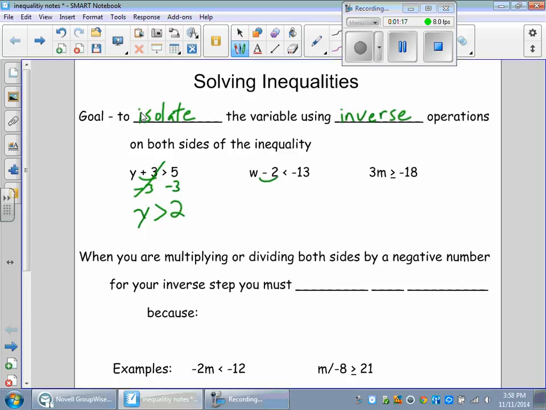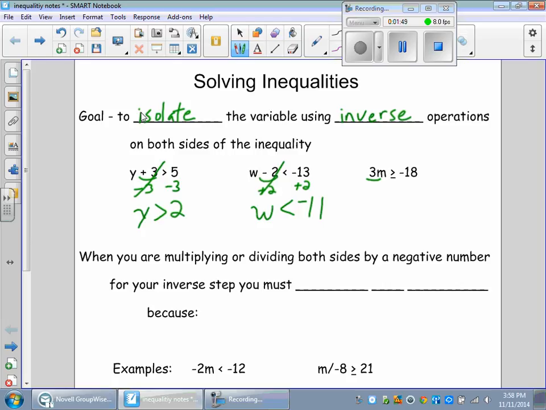Here we are subtracting 2. The inverse of subtract 2 is add 2. The 2's cancel out. We're left with w is less than negative 11. So picking a number less than negative 11, we have negative 12 minus 2. Negative 12 minus 2 equals negative 14, which is less than negative 13. So we are correct.